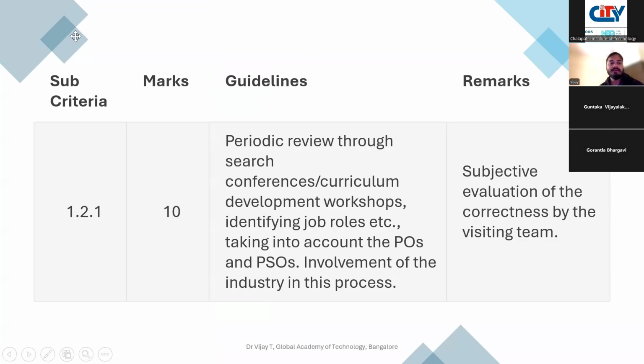Then comes the next parameter, which is 1.2.1, which carries 10 marks. Periodic review through conference, curriculum development, workshop, identifying job roles, taking into account the POs and PSOs, involvement of the industry in the process. Whenever you are going to have a periodic review of your program, how well you are doing it, what is the process for that? What are the inputs that you're taking from the conference for development of curriculum, from the workshops, from the stakeholders? How are we taking the inputs of WKs and POs and PSOs to frame your curriculum? So that process and mapping is very important here for 10 marks.